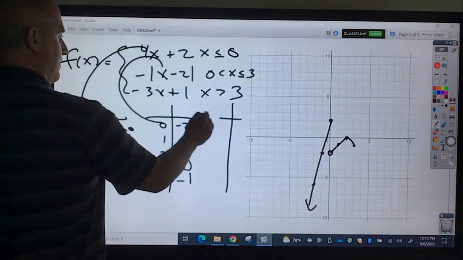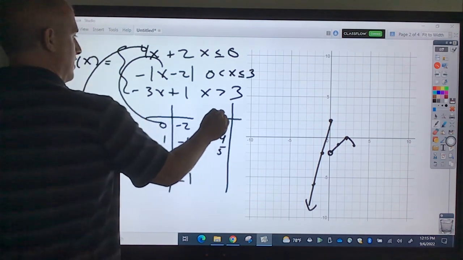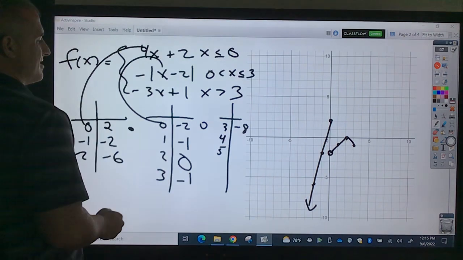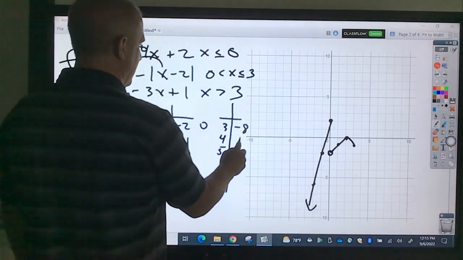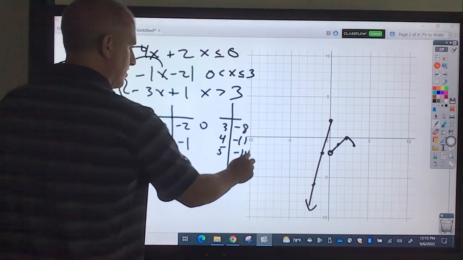All right, then I'm gonna have this one, I'm gonna do 3, 4, 5. Plug that in there, that's -9 plus 1 will be -8. Put 4 in there, that's -12, plus 1 would be -11, okay? 5, that's gonna be too big, it'll be -14, okay?